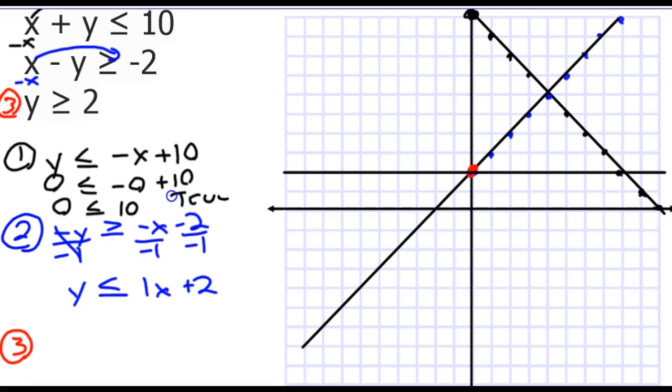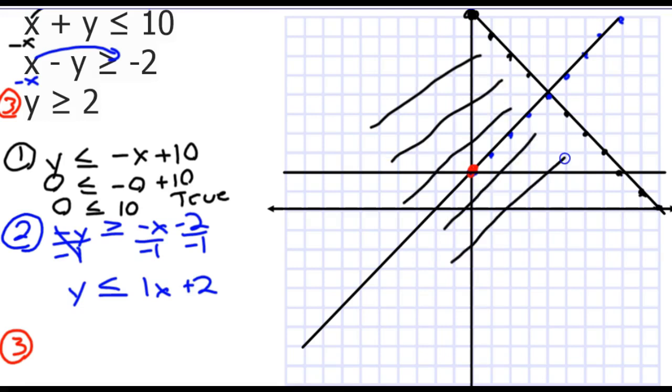That is true. So what I'm going to do is go to the side that 0, 0 is on, which is this side of my line, and I'm going to draw in some lines or shade in this side of my line.